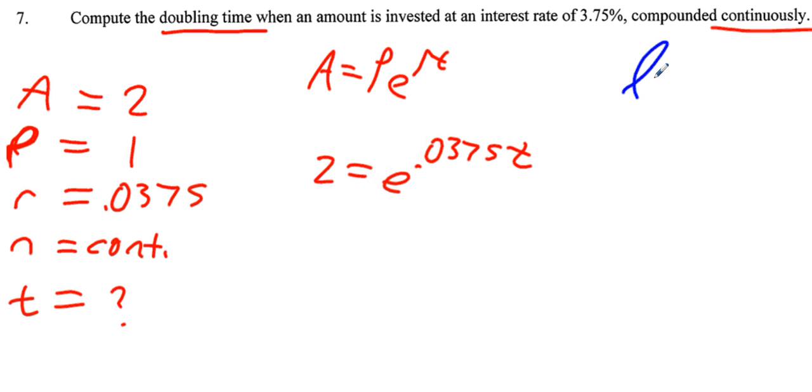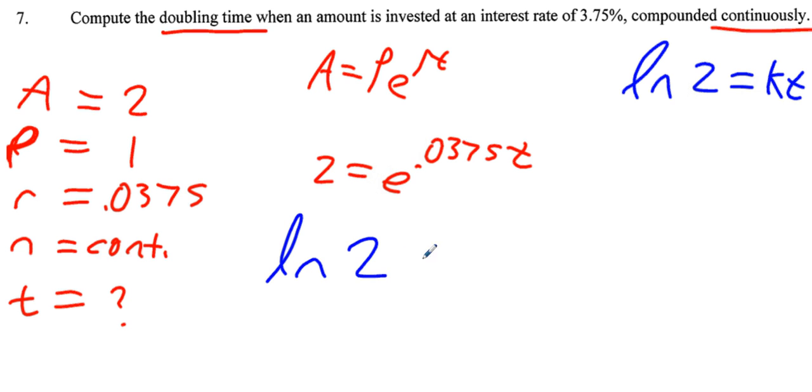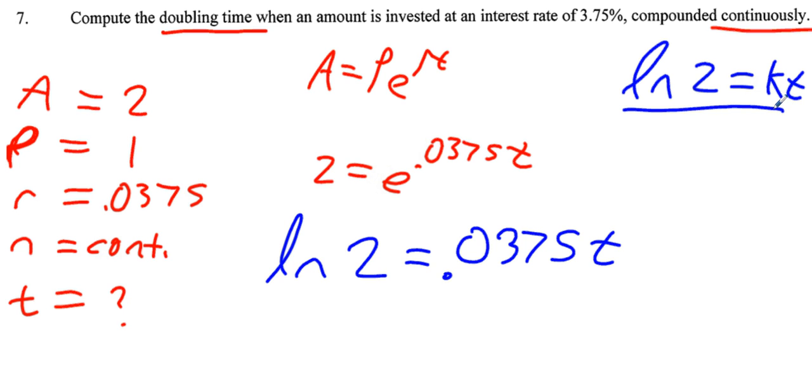And like I said, we're going to see the double natural log 2 equals, I wrote it as kt before. R and k are the same thing. So when we solve this, log it to get the exponent down, it's natural log because of the e, of 2 equals 0.0375 t. Just like we said from the half-life / double time formula.